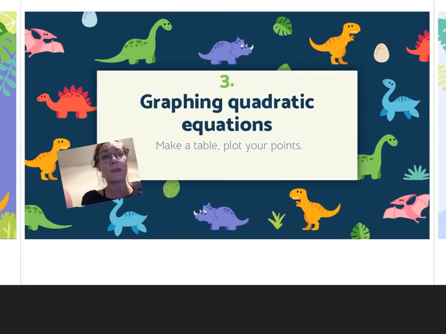All right, so now what we're going to do is graph some quadratic equations. Basically, there are two steps: you make a table, and you plot your points. Remember, we're going to use that special set. We want to stick with -2 to +2 so we can get all of the points right around the origin and see exactly where this parabola is going.